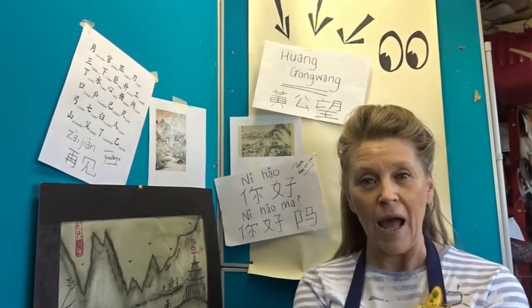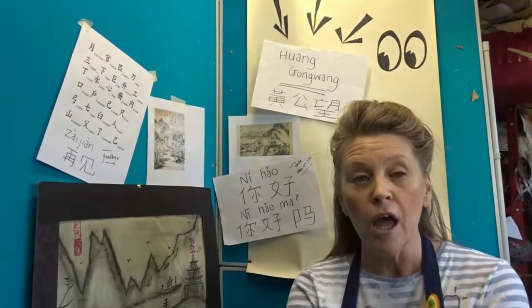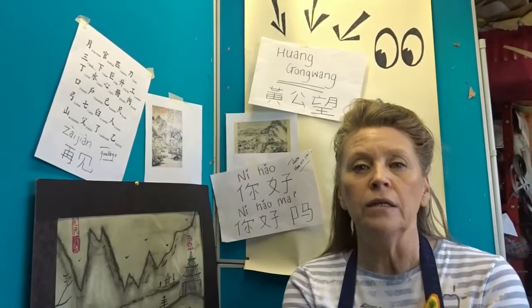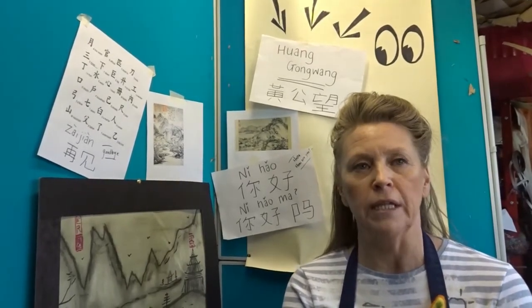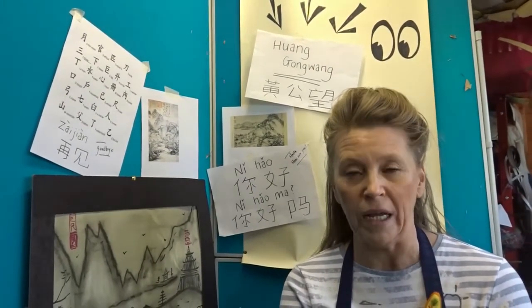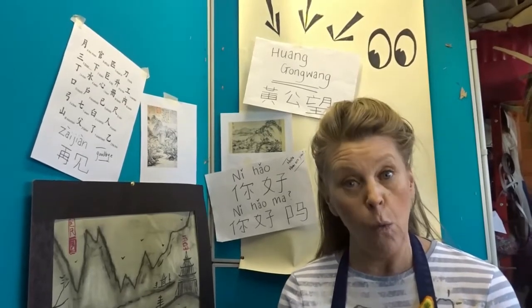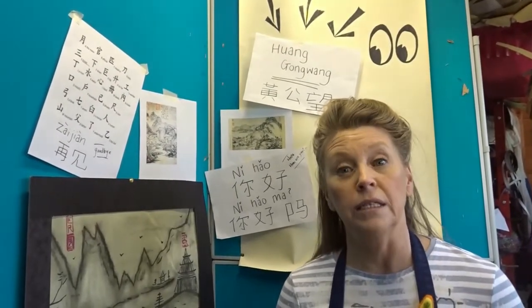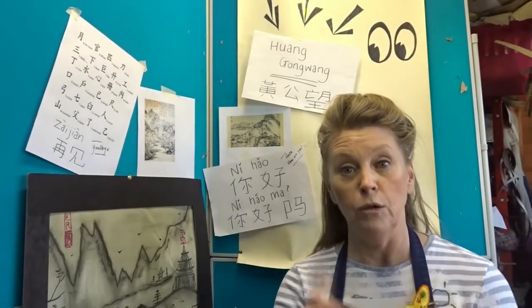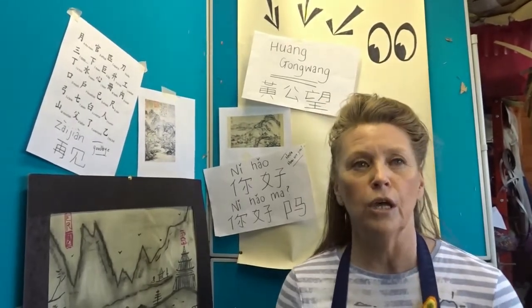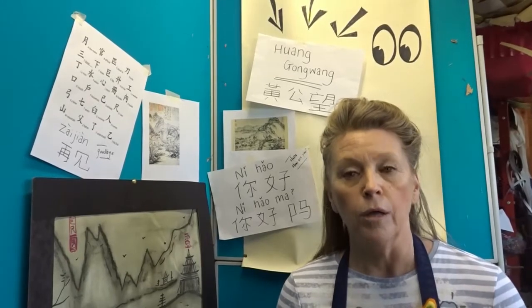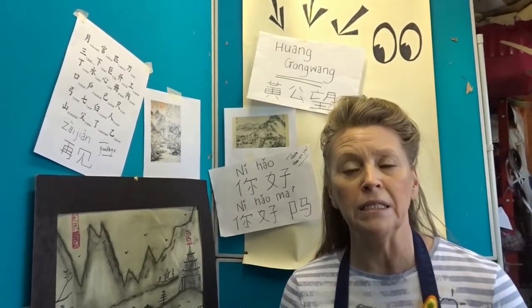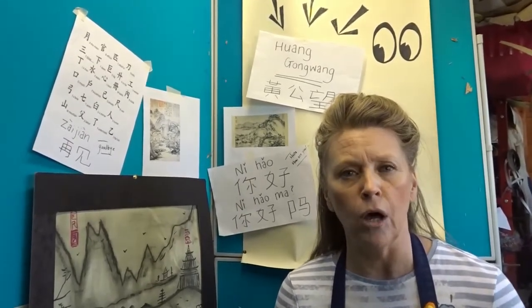And today I'm going to talk about an ancient Chinese painter who was born in 1269 called Huang Gongwang. His family name is Huang, and his first name, like my name is Georgina, is Gongwang. They write it the other way around. So Huang Gongwang changed the way landscapes were painted in ancient Chinese art.